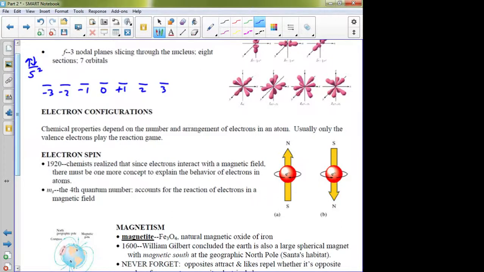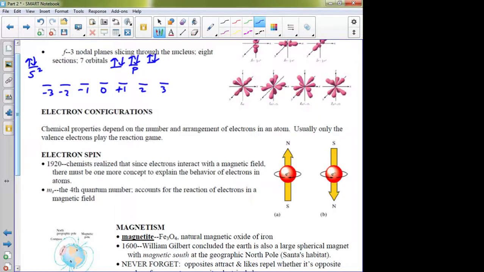Okay. How many orientations of P do I have? 3. 1, 2, 3. So how many electrons can I fit in a p orbital? Maximum 6, right? 1, 2, 3, 4, 5, 6. Notice when I drew that, what did I do? I went all the up arrows first, and then I went back and drew the down arrows. We're going to talk about why in just a second.